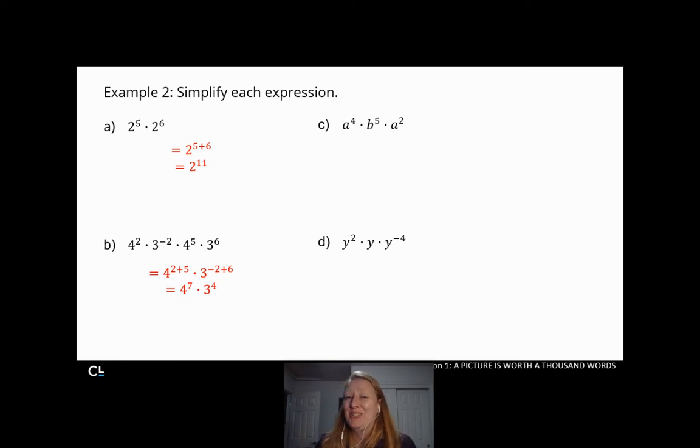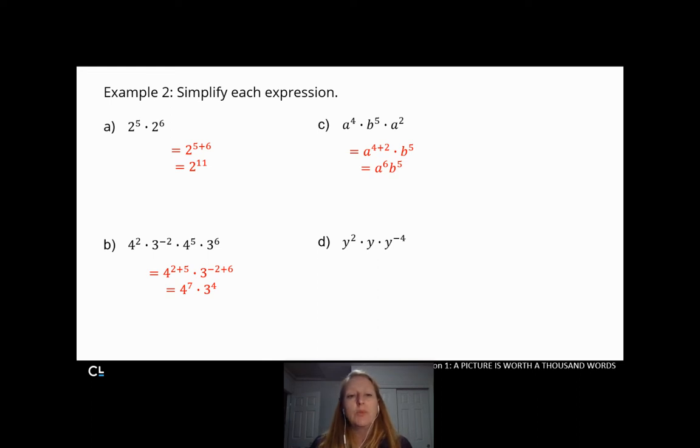A little less stressful. For C, B didn't match with anybody, but I sure could put the A's together. So a to the 4th power times a to the 2nd power, 4 plus 2 is 6. So that becomes a to the 6th power, and the b to the 5th power just hangs around. He's not the same as the others, doesn't have the same base, so I'll just leave it. I am going to point out one tiny little thing here.